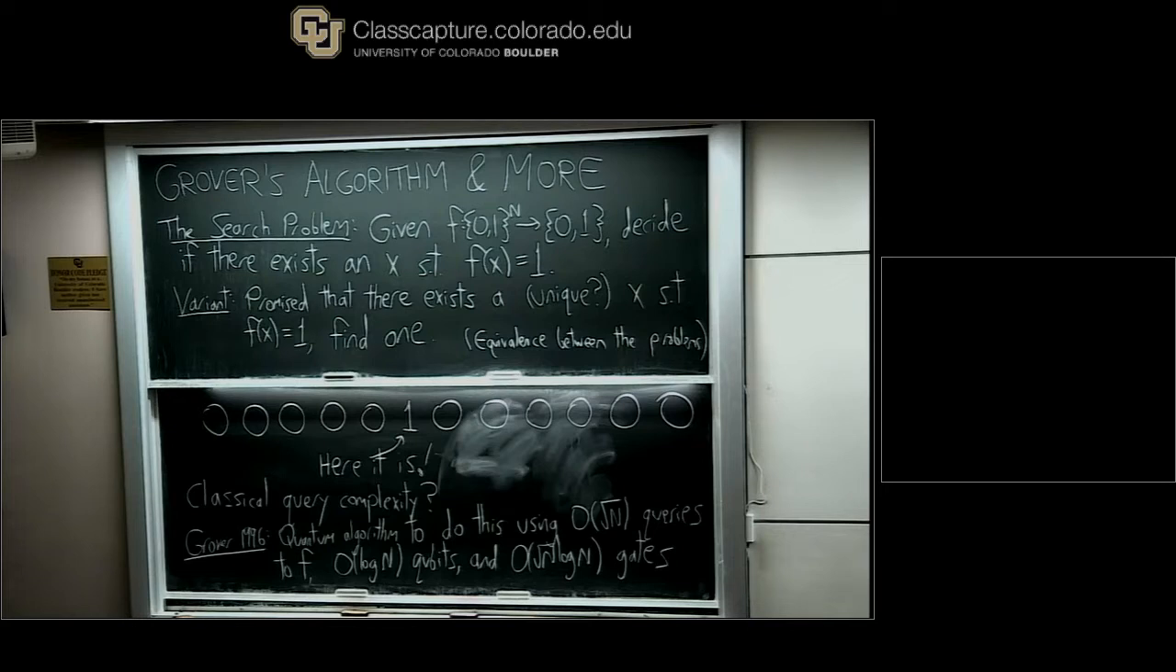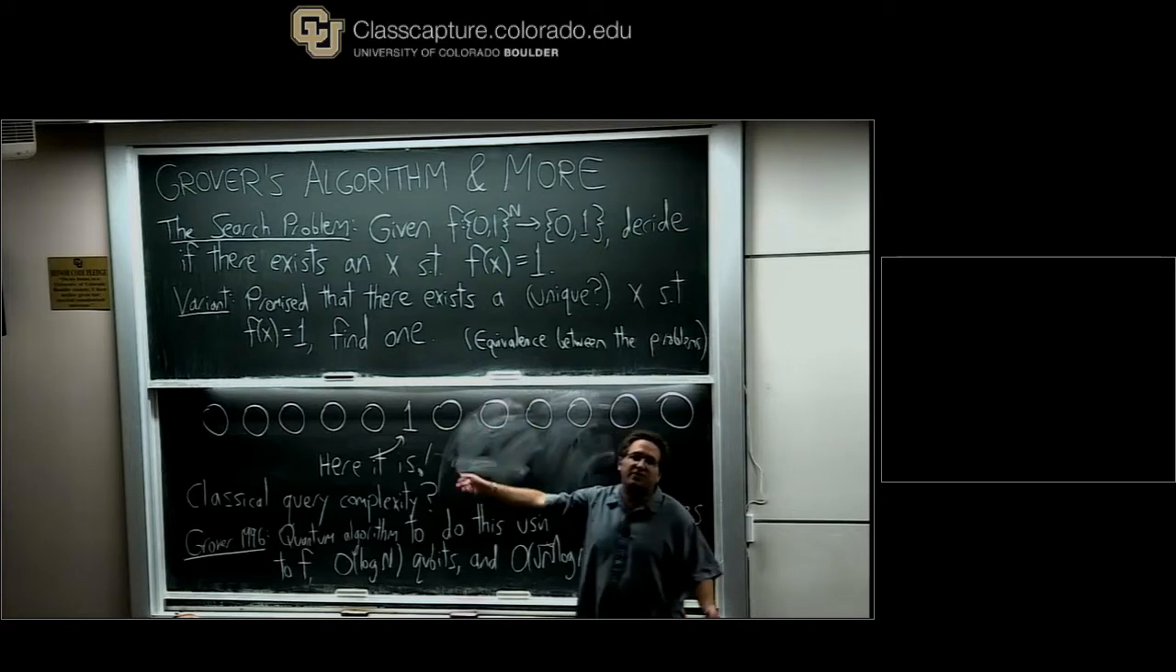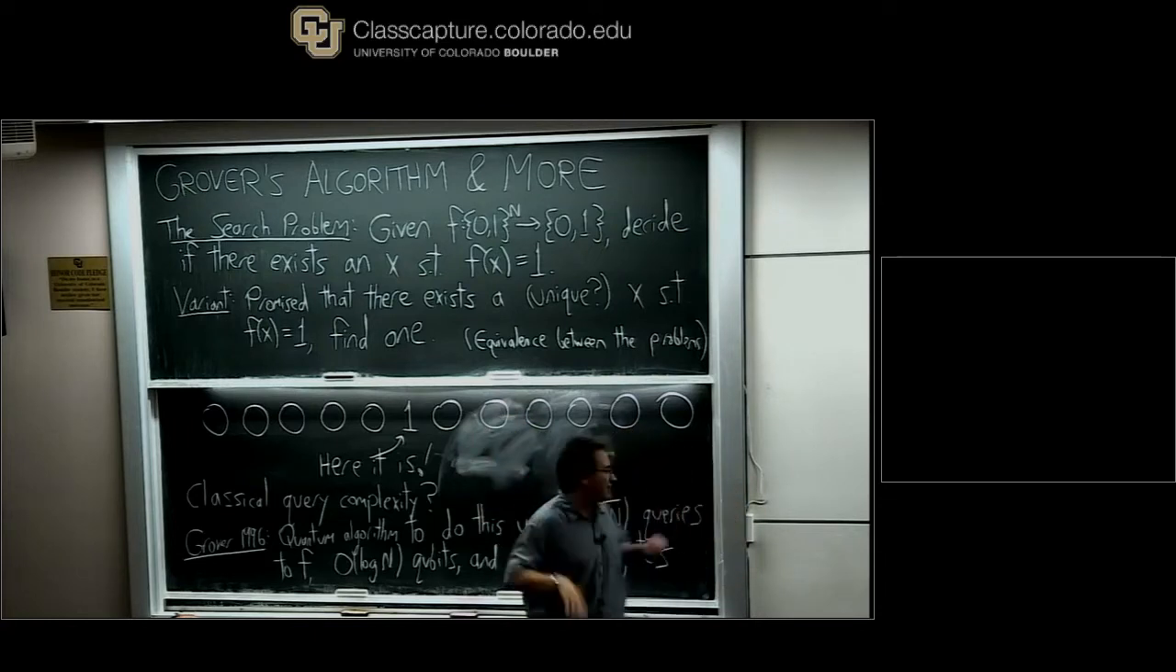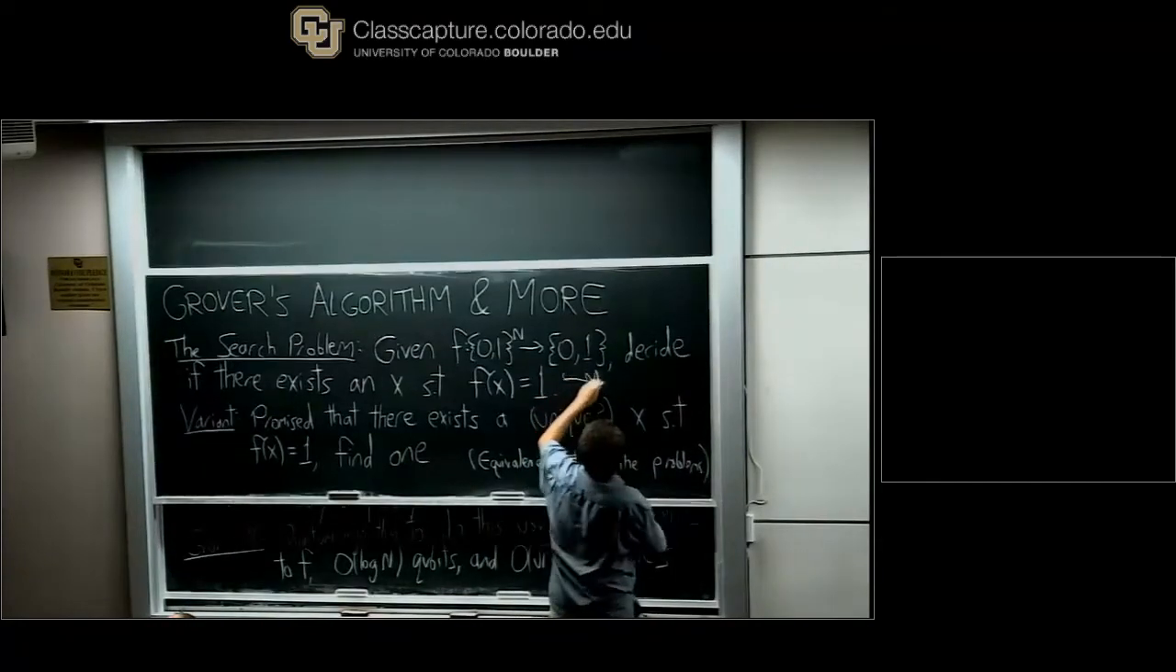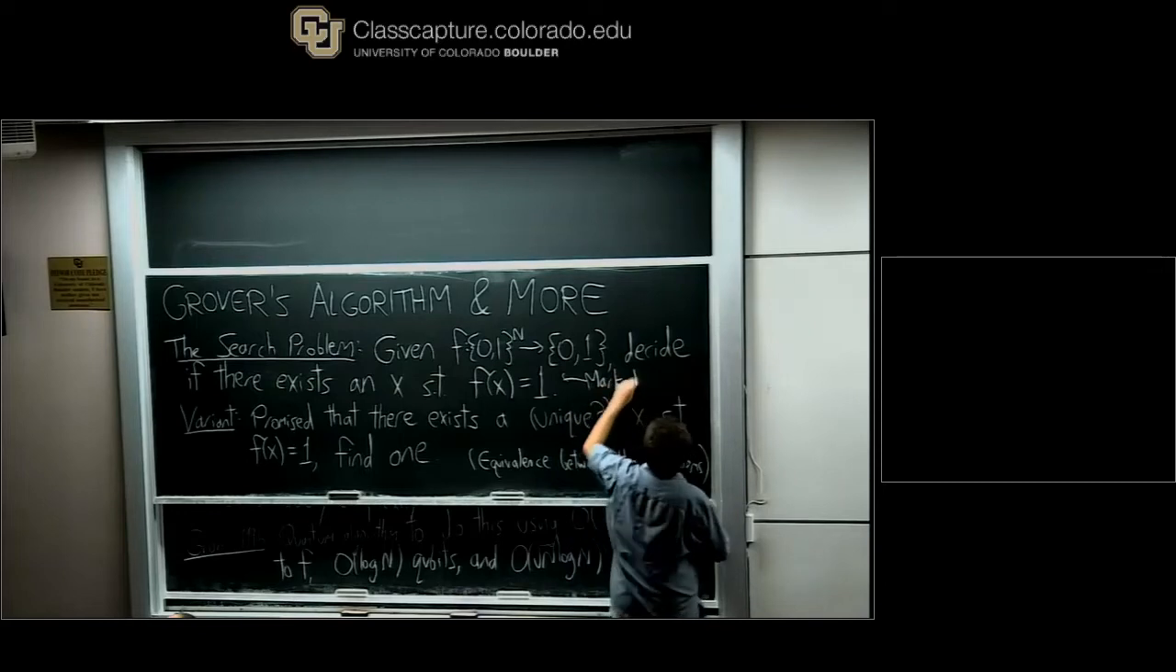Yeah, good. Binary search. Well, one direction is just trivial, right? If I could find an x such that f(x) = 1, the term for it is a marked item. That's the thing that we're trying to find, a marked item.